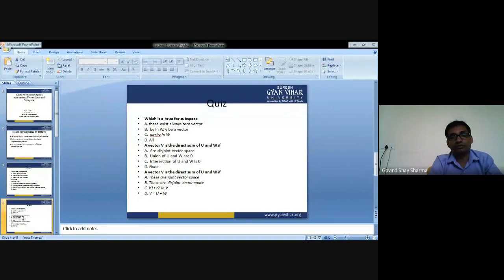A vector space V is the direct sum of U and W if they are disjoint, that is, the intersection of U and W is 0. So A and C are the right options. If V is the direct sum of U and W, then saying there are joint vector spaces is wrong. There is a disjoint vector space.